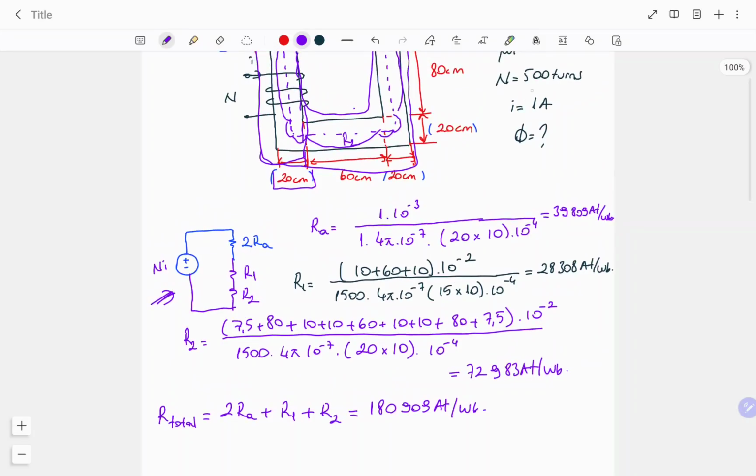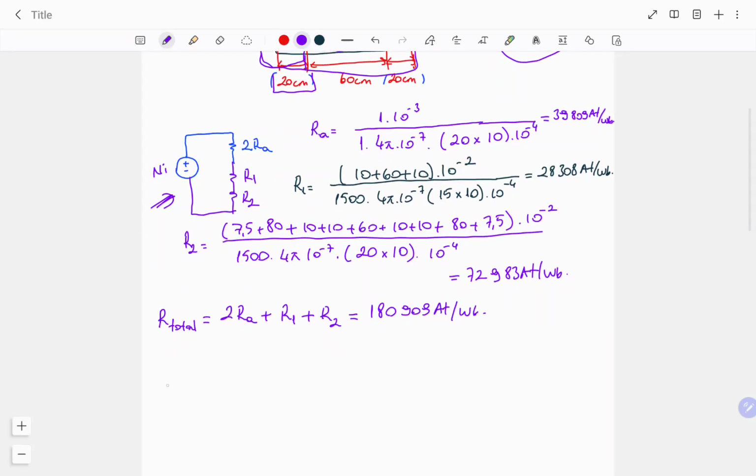Now the question is, if we apply 1 ampere to this winding, according to our calculations, what will be the flux value? For the flux calculation, flux is the analogous parameter of current in an electric circuit. So we can use the magnetomotive force, which is the total source of the circuit, divided by the total reluctance of the magnetic circuit. The numerator parameters are given, which are 500 and 1, and the total we have calculated. From here we find the flux as 2.8 milliweber, which is the flux flowing through the circuit.